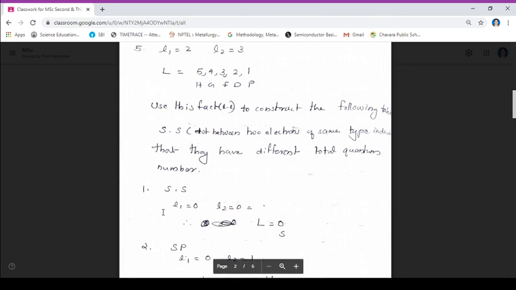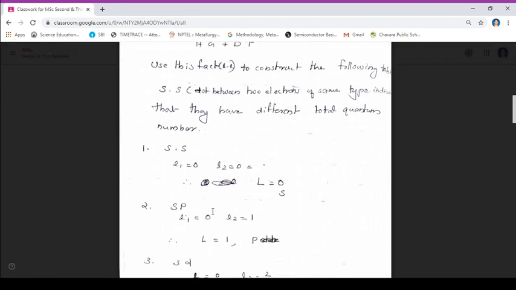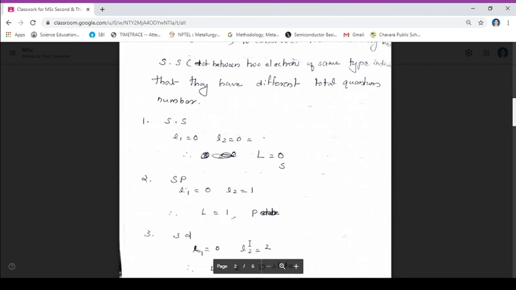So this corresponds to an S state. Now we assume that one of the electrons is still in the S state and the other one is in the P state. In that case L1 equal to 0, L2 equal to 1, that means L equal to 1, that is nothing but a P state.